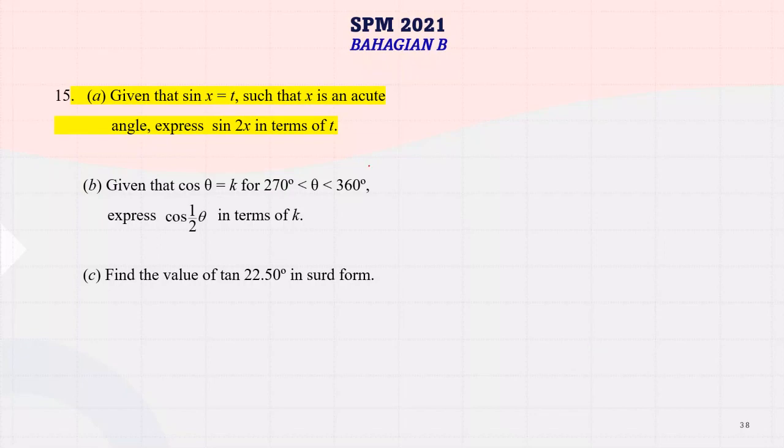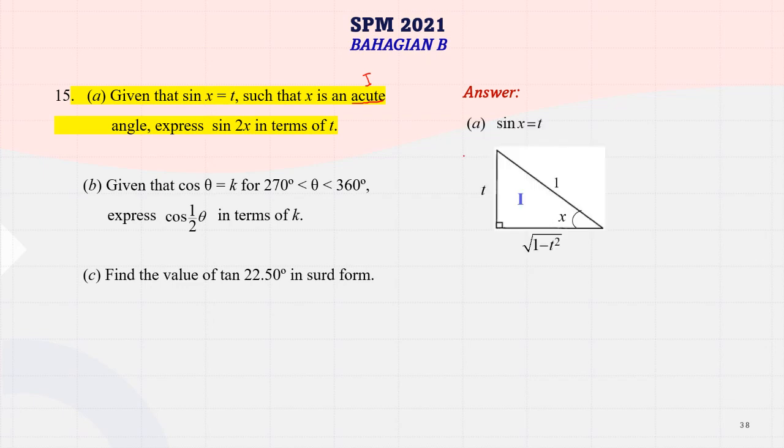Okay, now kita pergi pada number 15. Given that sin x is equals to t such that x is an acute angle, acute mean the first quadrant. Okay, express sin 2x in terms of t. So, kalau kita jawab soalan macam ni, normally kalau dia bagi macam ini, kita akan come up with the triangle here. Okay, acute adalah showing that number one Roman dia represent the first quadrant because of perkataan acute tu. And then sin x, t is t over 1. This is opposite, this is hypotenuse. So that's why kita masukkan saja dalam triangle ni. And then to find the adjacent adalah √(1 square minus t square).